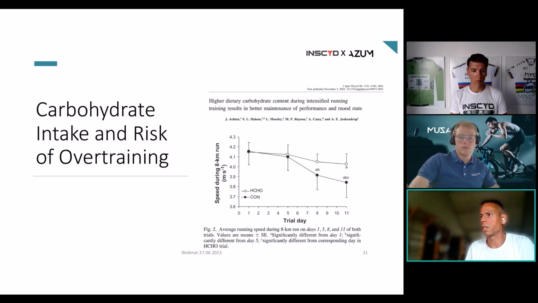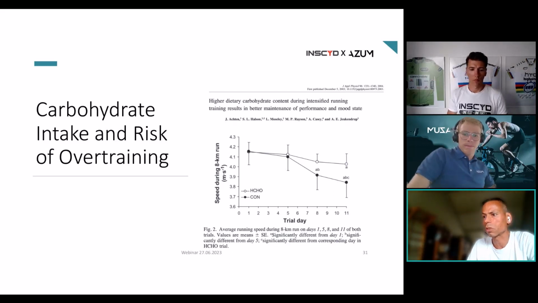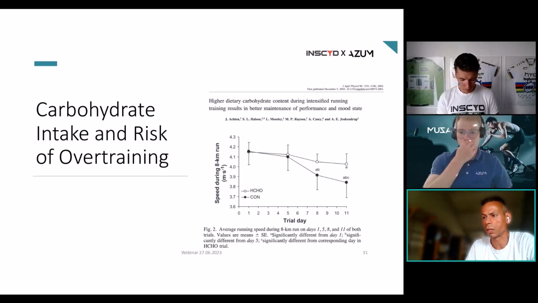And I've taken here a study published already a couple of years ago about well-trained runners who did a training program, an 11-day training program, and had to perform maximal efforts in those 11 days. I think it was an 8-kilometer maximal run. And they had to perform these in two conditions. You see in the open circles the data for the condition with high carbohydrate intake, and with the closed circles you see the condition with the low carbohydrate intake.